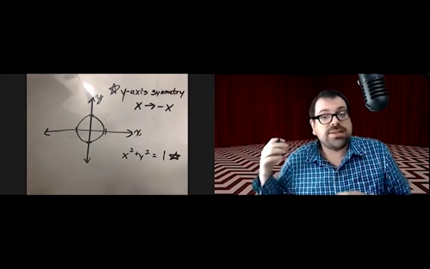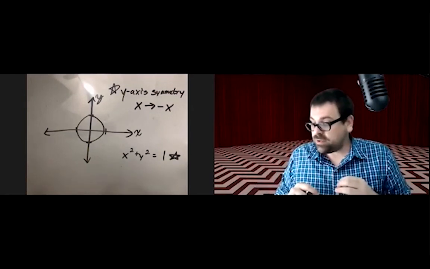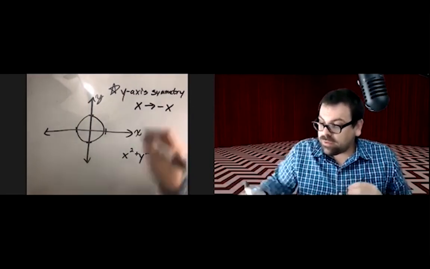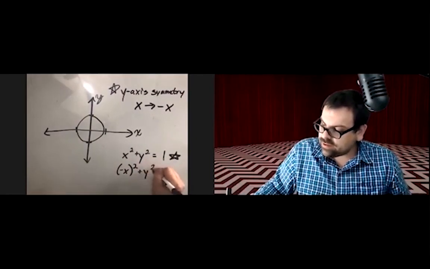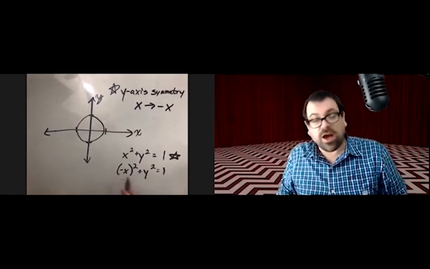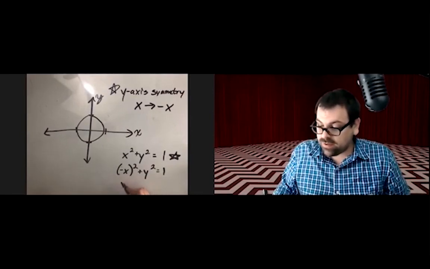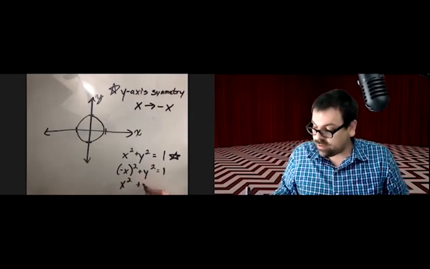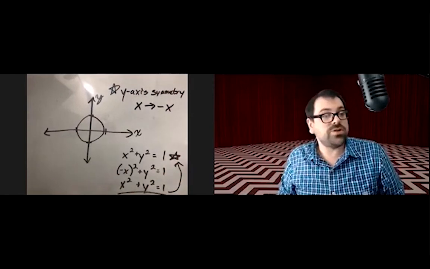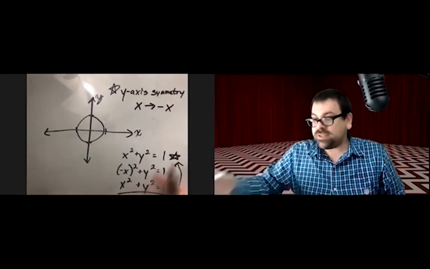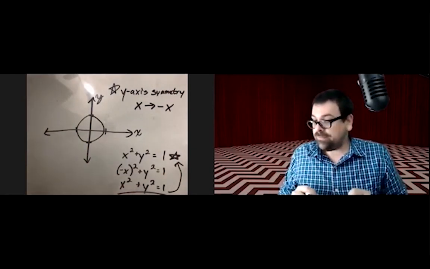We just did the algebraic test for x-axis symmetry. Now we're going to do the algebraic test for y-axis symmetry. We're going to replace x with negative x, or the opposite of x. No matter what we have here, when we square it, it will become positive. And this is our original. So it does, with algebraic proof, have y-axis symmetry.